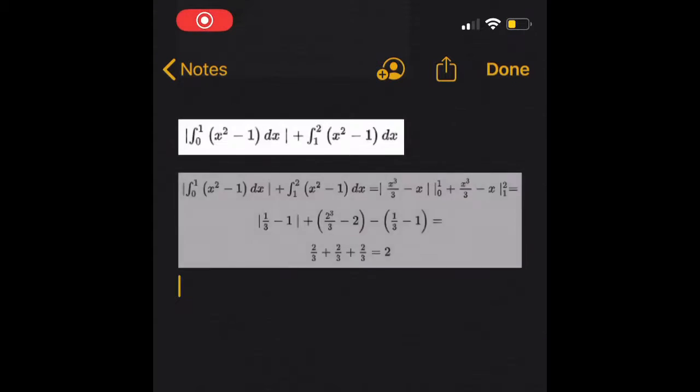Next, we must integrate, so we get x squared minus 1 is equal to x to the third over 3 minus x for both these equations. But we're going from different values. The first one's from 0 to 1 and the second's from 1 to 2. So we solve by plugging in these values, and then we get that the area is equal to 2. We must remember to use the absolute value bars so we get a positive area.